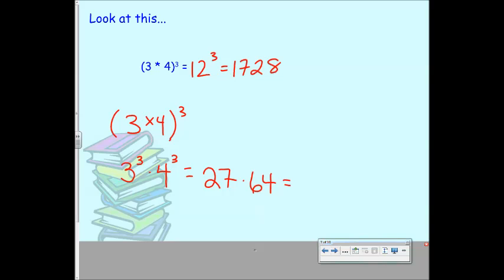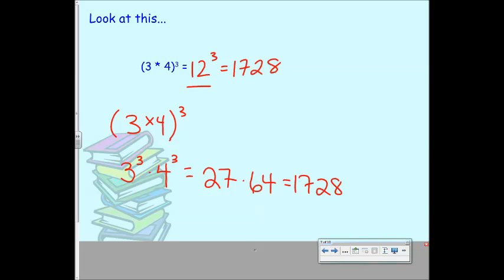Are you sure? It is also 1728? So do both of those ways work? Yes? Okay, so you can either multiply these times each other and then raise it to the power. And again, you don't necessarily need to do this. I just wanted to see if they were the same. All right? Or you can distribute the exponent to whatever's inside here.